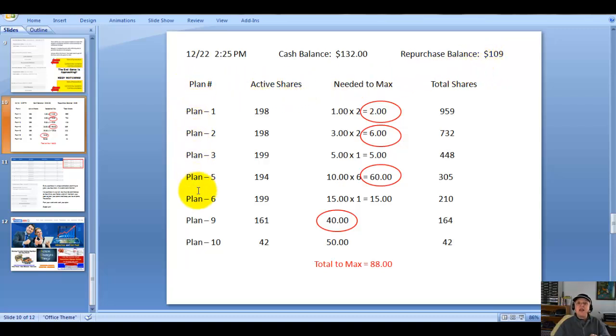So this is the type of data that I take every single time that I purchase, in particular when I have a lot of money, over $100 to spend on ad shares. I want to make sure that I'm maximizing every dollar to the best of my ability. And so it takes some planning. So you want to write down the data.